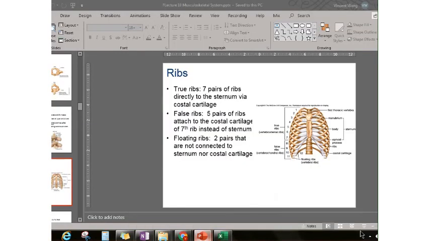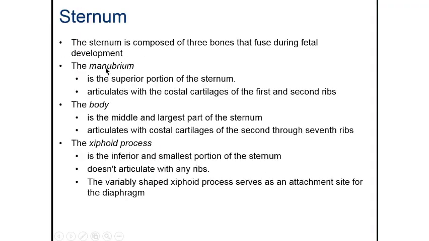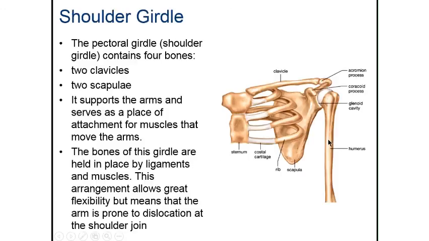So basically, all the information is written on the slides. You can read that on your own. This talks about the sternum, the manubrium, the body, the xiphoid. Right? You can also read that yourself.